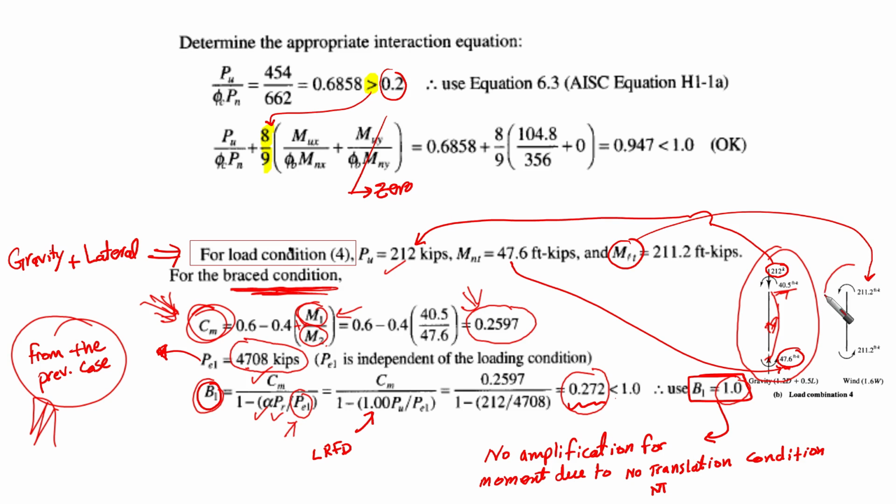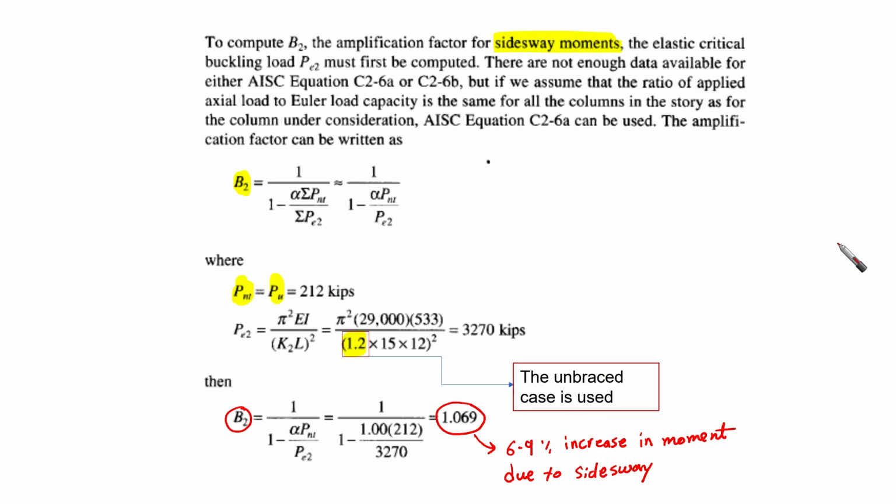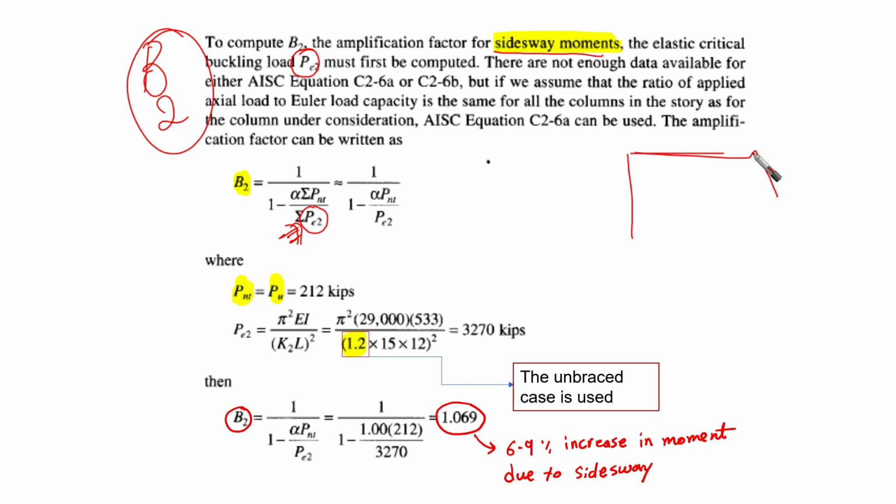Now let's go to the other part, which is the lateral translation part, the wind contribution. We are going to compute B2 for wind. To compute B2, the amplification factor for sway moments, the elastic critical buckling load PE2 must be calculated. Remember, it is a summation, which means that it is for the entire story. We have many columns, so we should calculate it for the columns in the story, not only for one column.